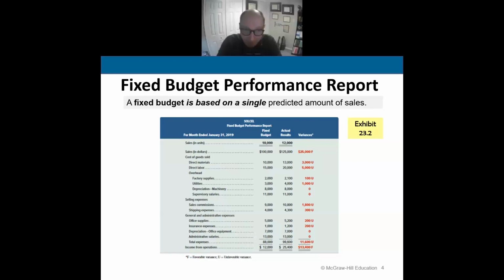Okay, just making sure. So it's important to understand how the variances work. That's what I'm getting at. So the variance is favorable if the sales actual is greater than the budget. It's unfavorable if the actual expenses are greater than the budgeted amounts.